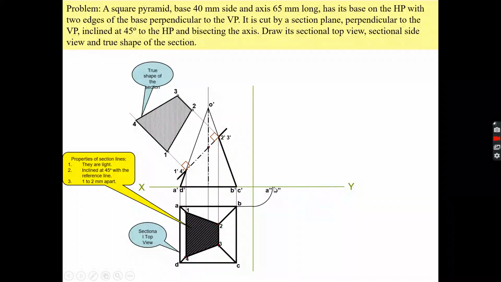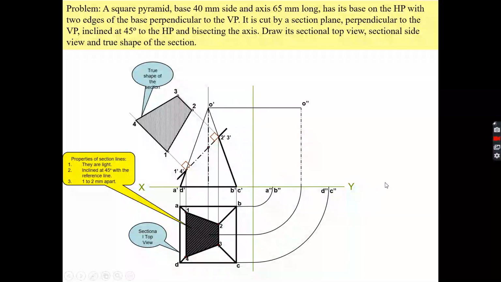You can transfer the points A and B like this also, and by making a line at 45 degrees, you can also transfer these points. Similarly, points D and C, you can transfer. Similarly, this is a center line. Okay, and you have to draw the projectors from these points as well. So this is your side view.